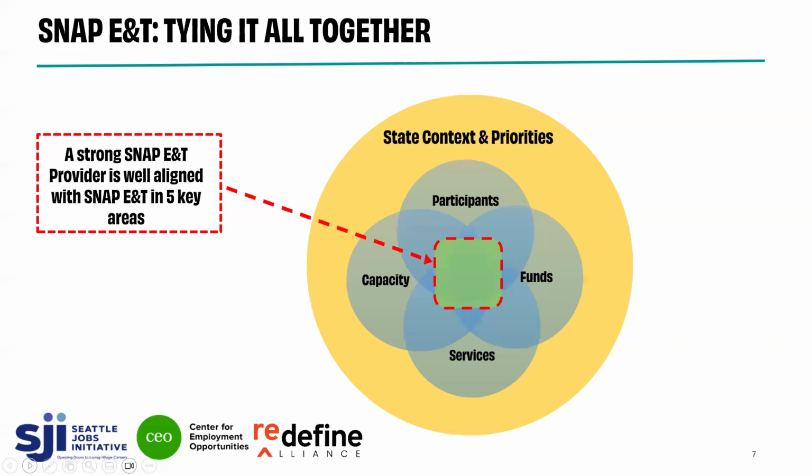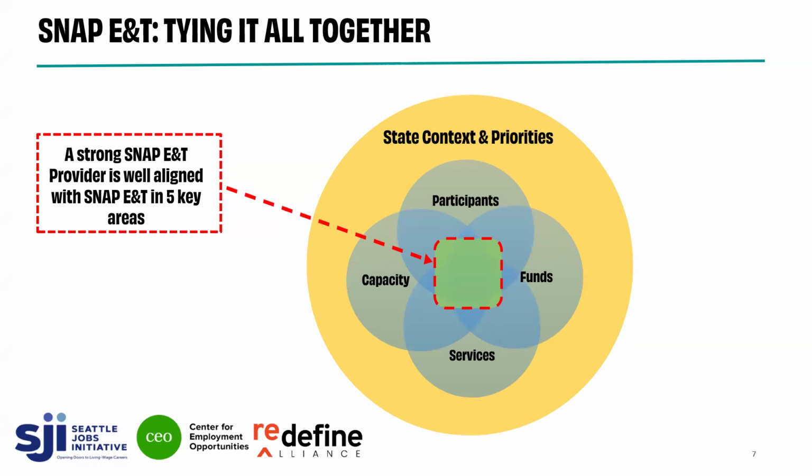Hi, everyone. Good to see you today. Very similar to what Dina just explained too. Here is our Venn diagram. You've seen it before. So, we've talked through all of the different areas. Today, we're going to talk a little bit more about the yellow circle, the state context and priorities, in addition to this green square in the middle, which is where all of these things come together.